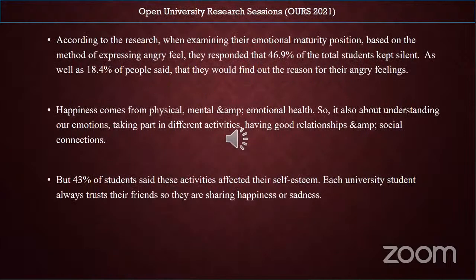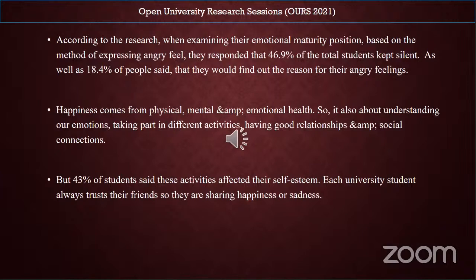According to the research, when examining their emotionally mature position based on the method of expressing angry feelings, they responded that 46.9% of the total students kept silent, as well as 18.4% of people said that they would find out the reason for their angry feeling. Because when they express their angry feeling, they fear that their life and education level will be affected. Due to this, they lose their self-esteem in public places. They said that sometimes they get angry without realizing it and that the situation affects their self-esteem.